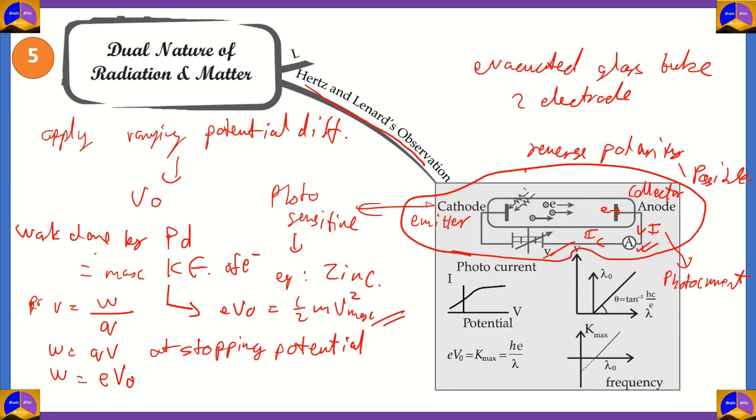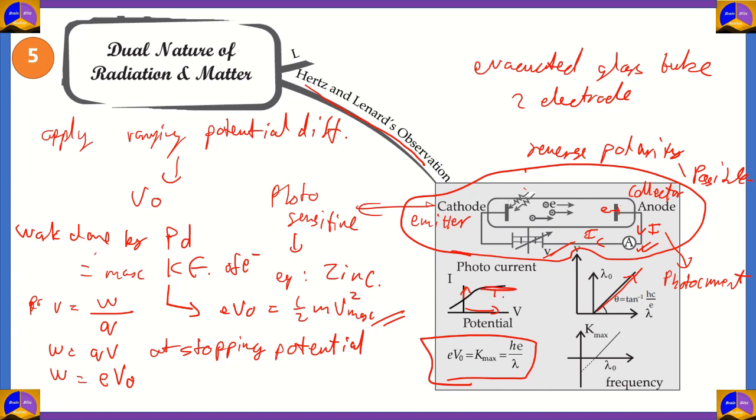Now, Hertz and Leonard showed us many observations. This is the basic equation they found, when the work done at stopping potential is equal to the maximum kinetic energy. The first observation is that photoelectric current increases with increase in the intensity of light, as you can see here. The next observation is that photoelectric current increases with increasing accelerating potential. So as the potential increases, the current also increases. But it does not increase forever.